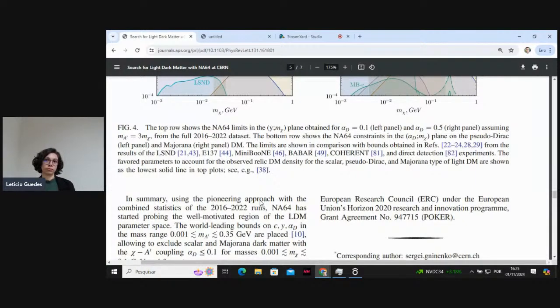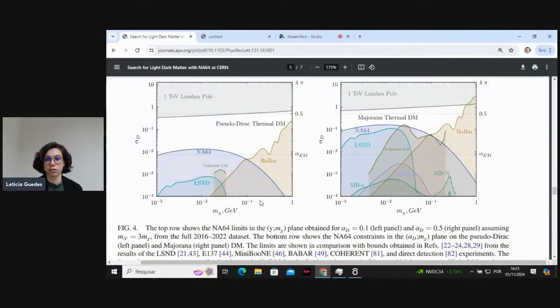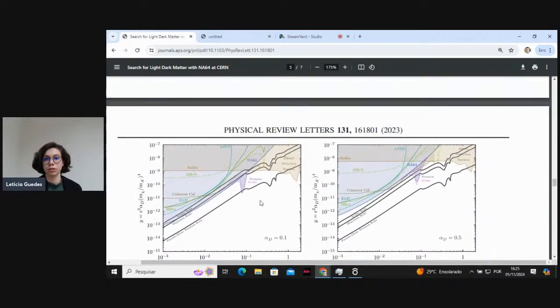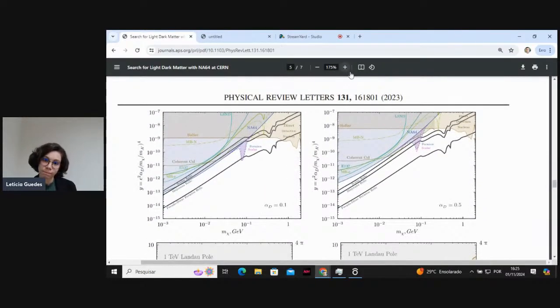Leticia, could you go up? Could you explain, yes, that one. Could you explain why, when you go from alpha equal 0.1 to alpha equal 0.5, NA64 becomes less restrictive?